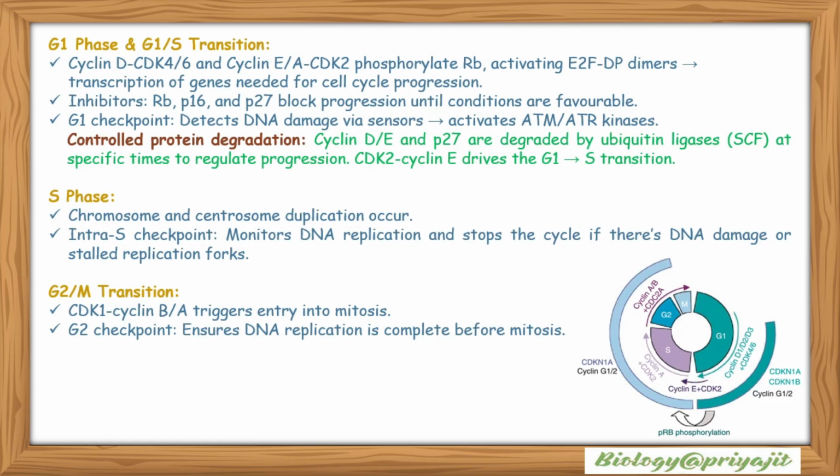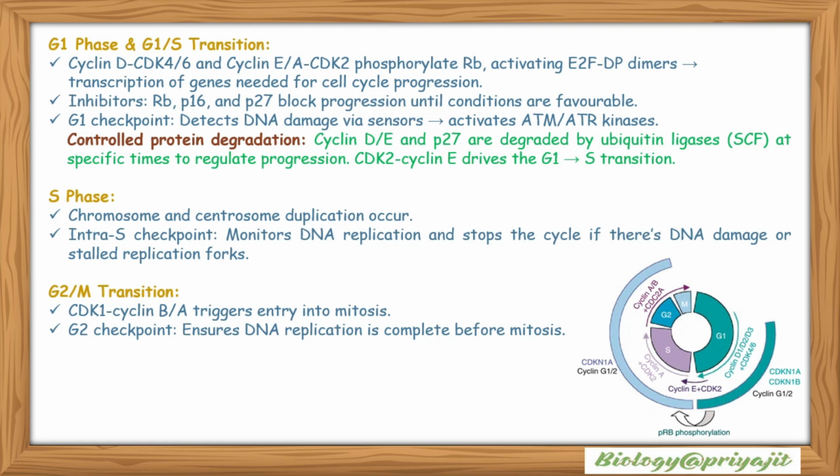It activates ATM or ATR kinases. Control of protein degradation: cyclin D, E and P27 are degraded by ubiquitin ligase or SCF at specific times to regulate progression. So CDK2-cyclin E drives the G1/S transition. S phase: chromosome and centrosome duplication occur in S phase. There is an intra-S checkpoint which monitors DNA replication and stops the cycle if there is DNA damage or stalled replication forks.